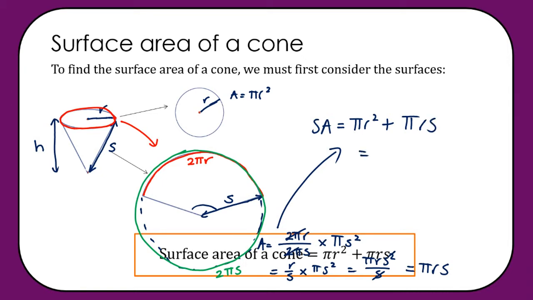Sometimes you might see this formula with the pi r's factored out, but it's completely unnecessary to use that. So pi r squared plus pi r s, and again, like the formula for the surface area of a cylinder, it's important that you understand where those pieces of the formula have come from, in case you have a cone without a base, so a party hat you're trying to work out the surface area of. So you're able to break up this formula into its composite parts as necessary.